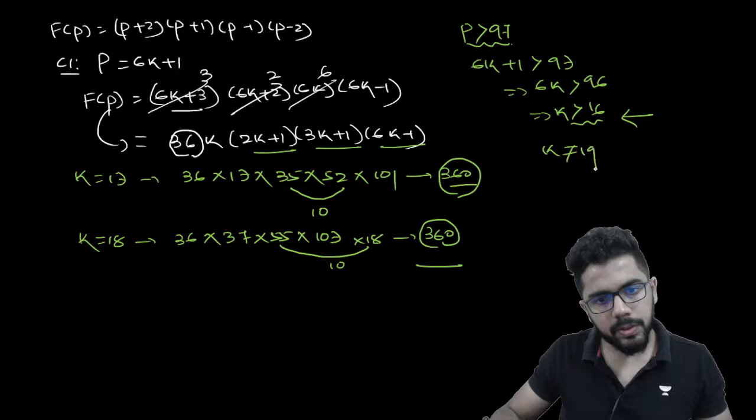But don't take k as 19, k is not equal to 19, because we also have to check for prime. Put k as 19: 6 into 19 plus 1, you're getting 115. This is not a prime number. Sometimes people check this and say it doesn't satisfy; 17, 18 work, 19 won't, then maybe 20. 20 also doesn't work, because 6 into 20 plus 1 is 121, not prime. 21 maybe, and so on.